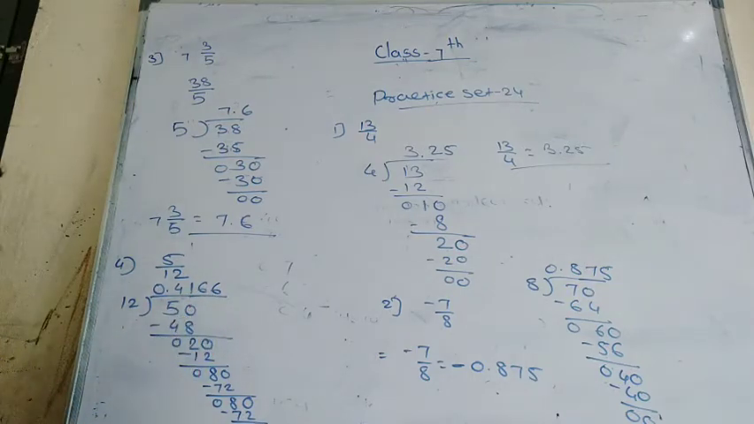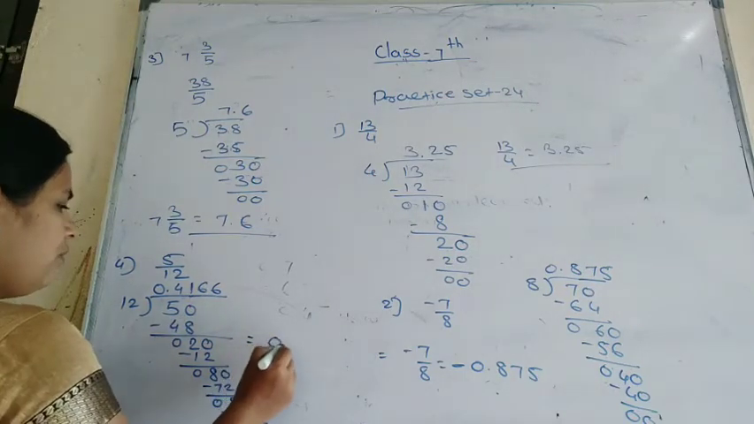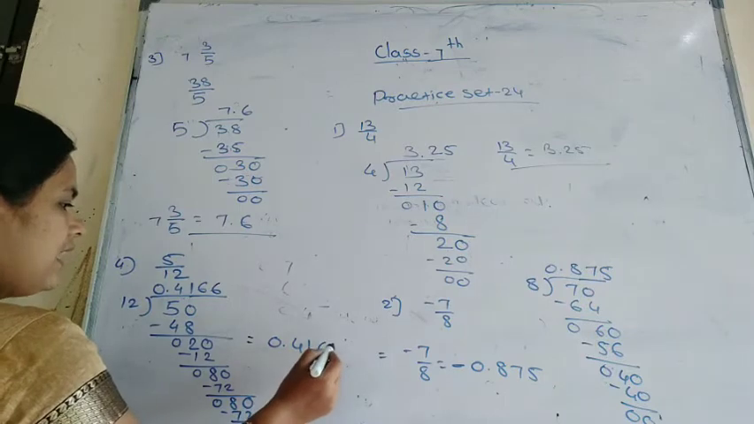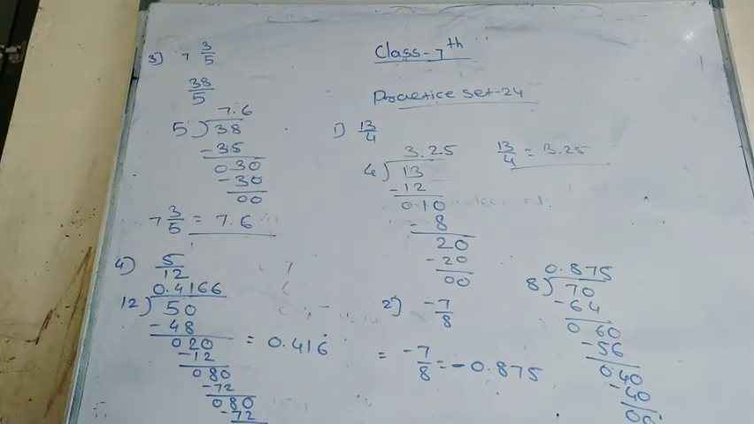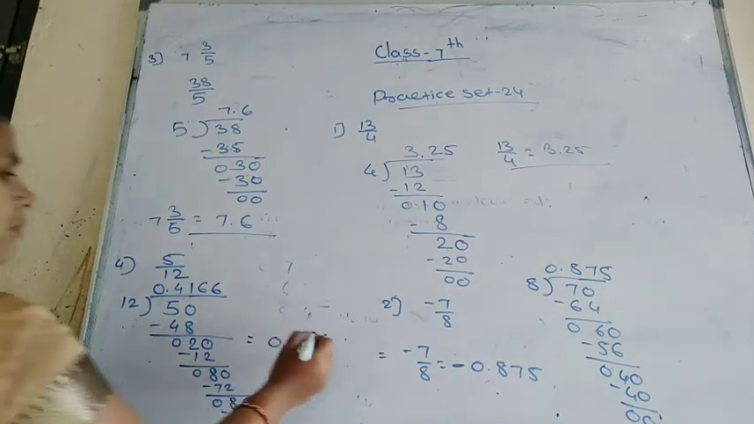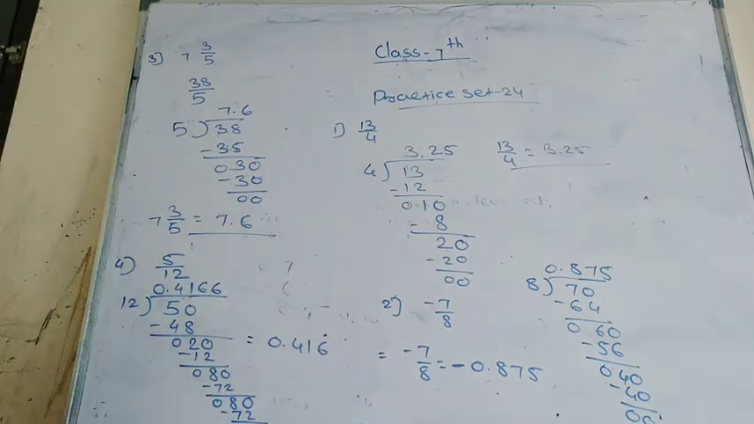6 6. Therefore you write only 0.416 and here 6 6 repeated. Therefore this 6 digit is repeated. Then you write here a dot, then 0.416.